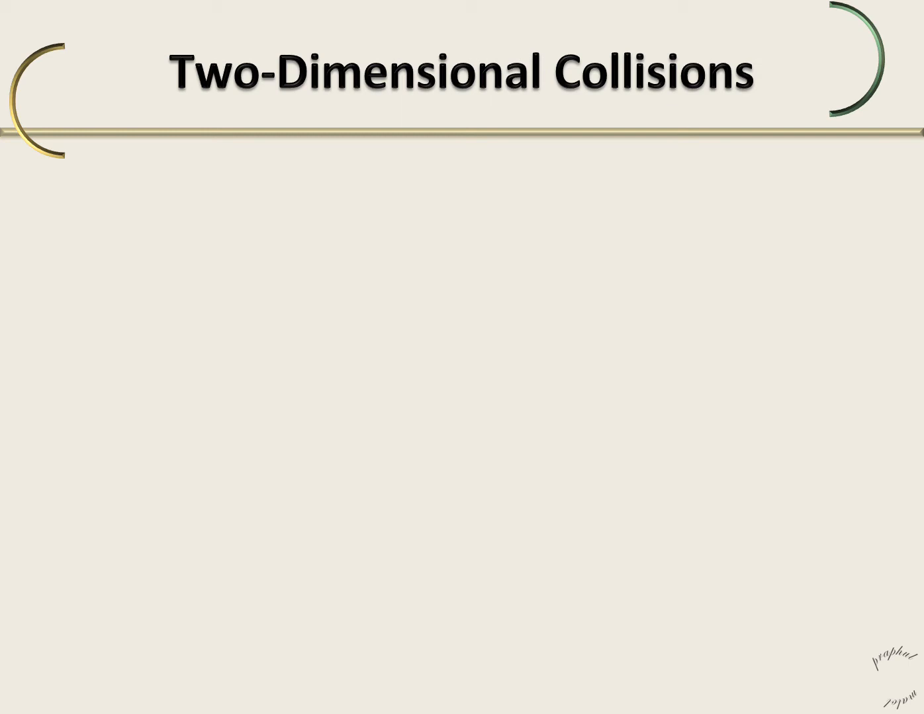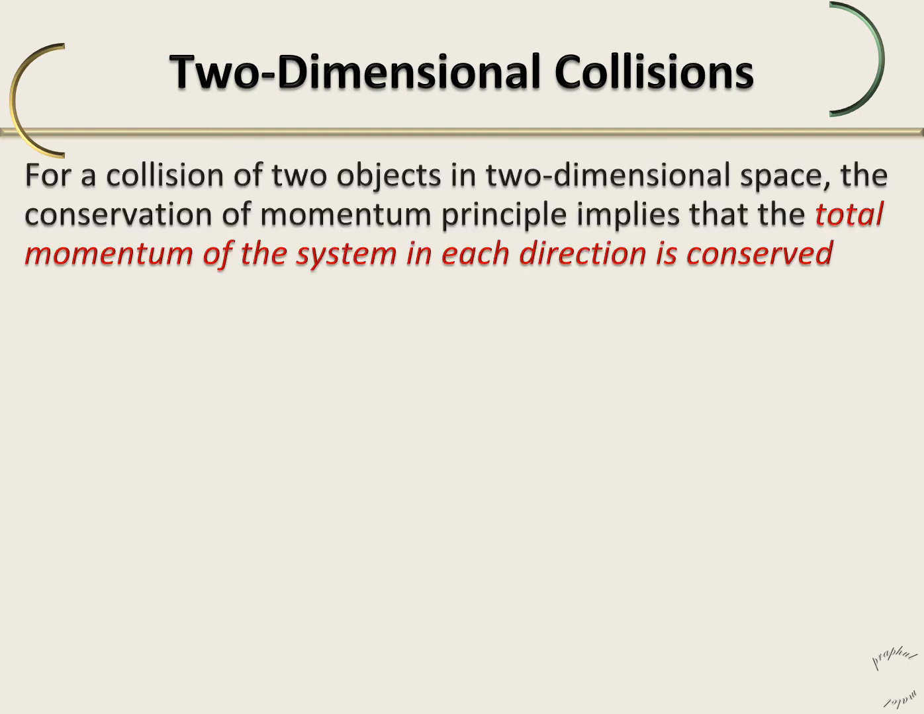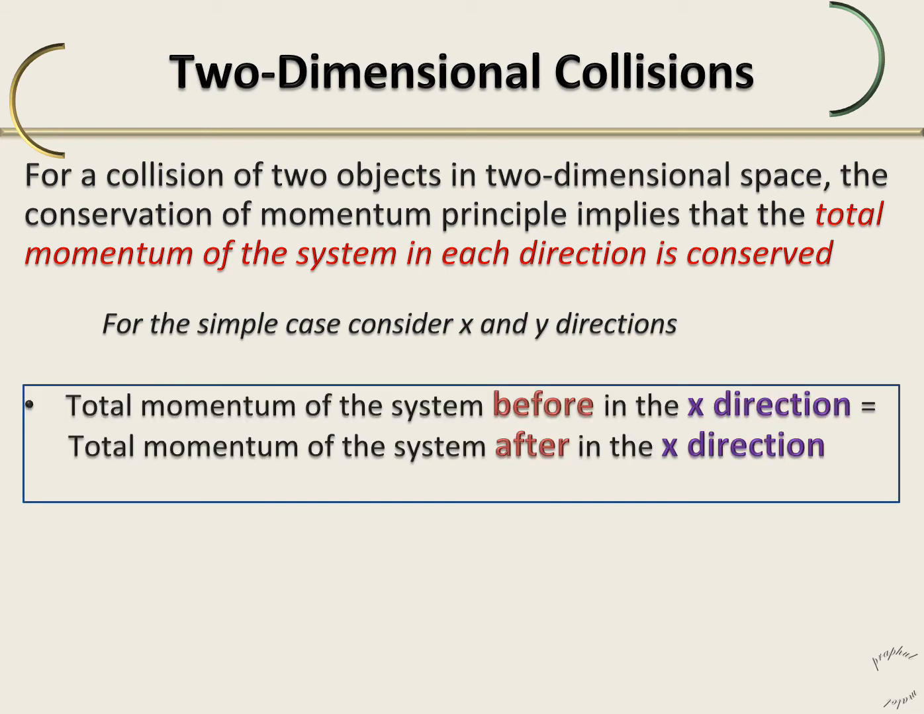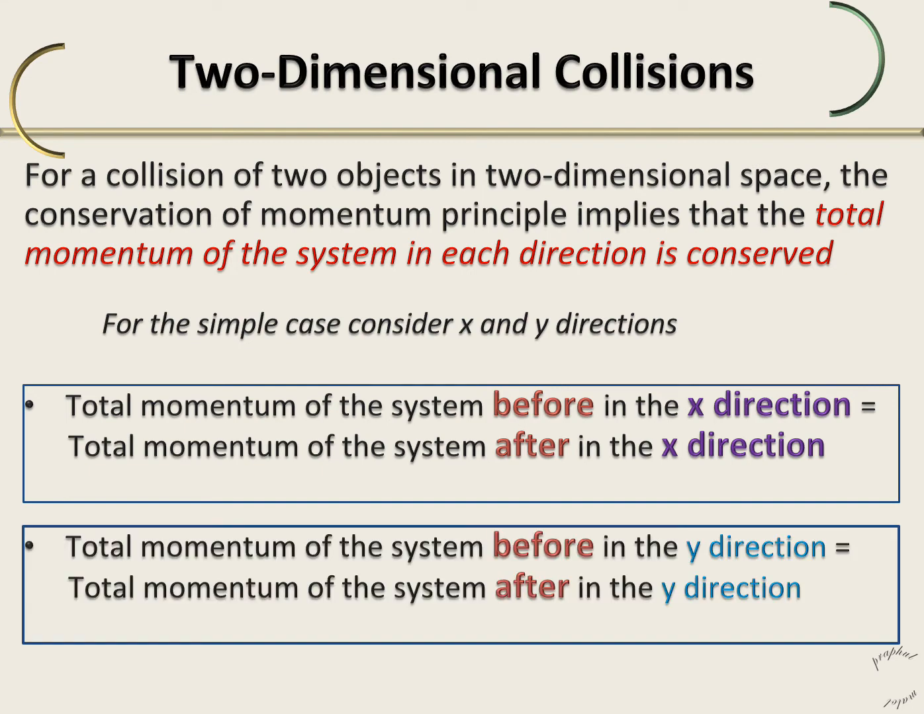What we are going to do is apply the conservation of momentum separately for each direction. In each direction, the momentum should be conserved. For the simple case, I am taking horizontal and vertical directions. This means the total momentum in the horizontal direction before collision should be equal to the total momentum in the horizontal direction after collision. Exactly the same rule applies for all the directions. Vertically also, the total momentum before should be equal to the total momentum after. In each direction, the momentum should be conserved separately.